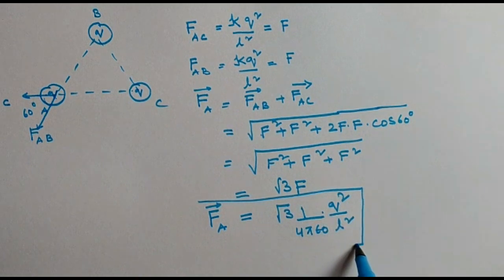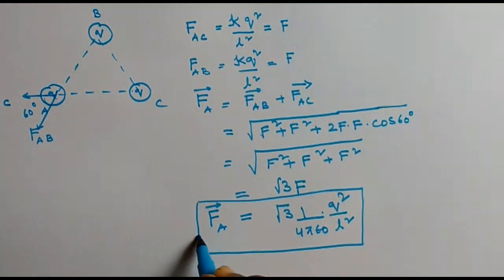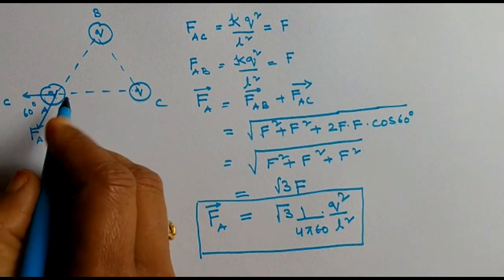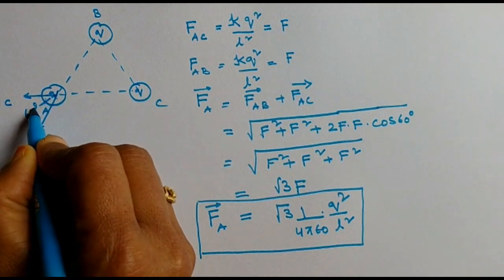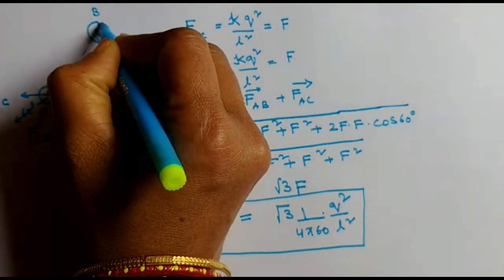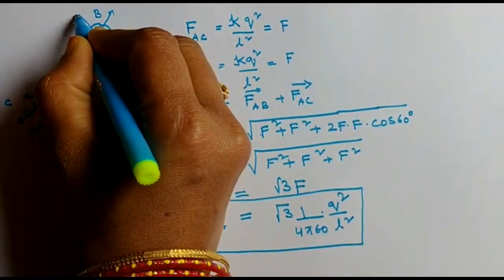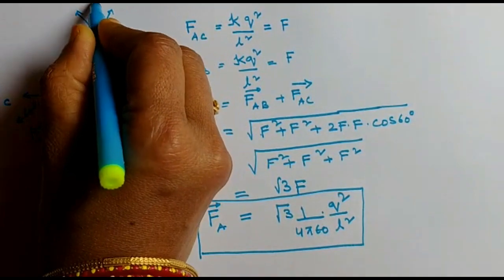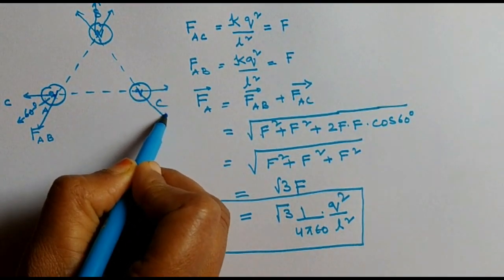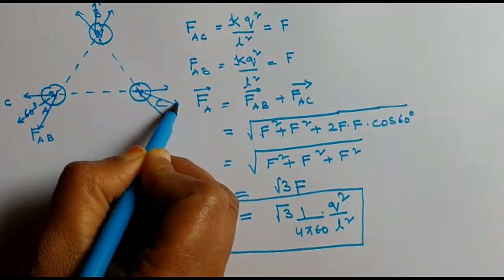And you will get the same answer for force acting on B as well as C, but directions would be different. The resultant of these two will act along this line, and on B also you get two forces. The resultant would act upward, and on C also we get two forces. The resultant would be in between them.